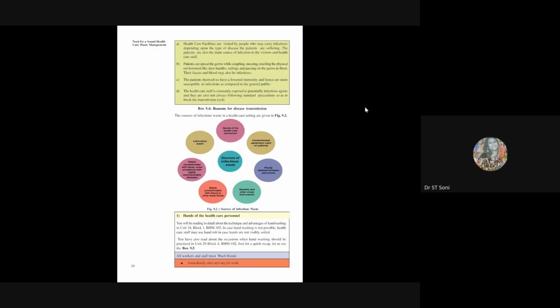Dental setting, the sharps, swabs, and these are all the waste. So this we have seen. These are all basically sources of infection, the most important source and reason for disease transmission.